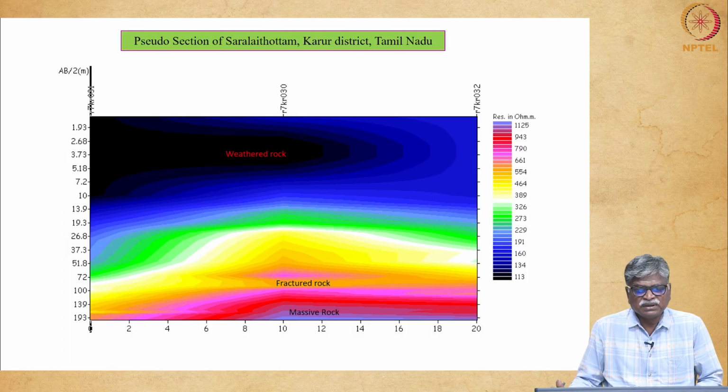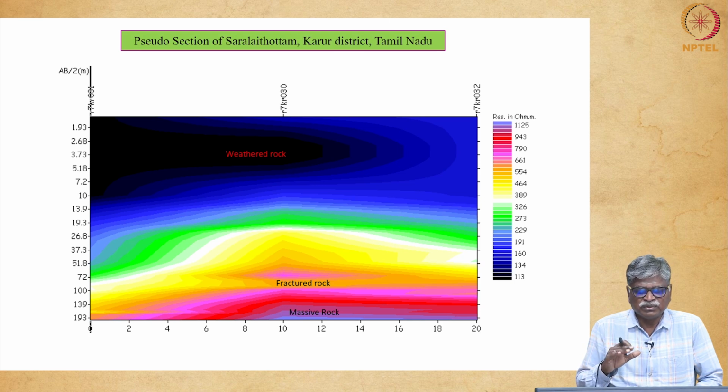After that, there is one interpretation I told you about, that is master curves interpretation, the curve matching techniques. That is A type, H type, Q type, K type. From that, using curve matching techniques, we can find out the first layer, second layer, third layer. That is one type of interpretation.